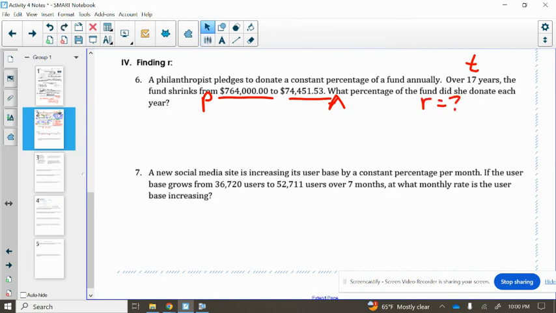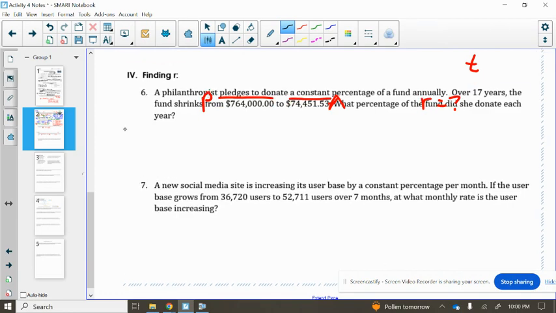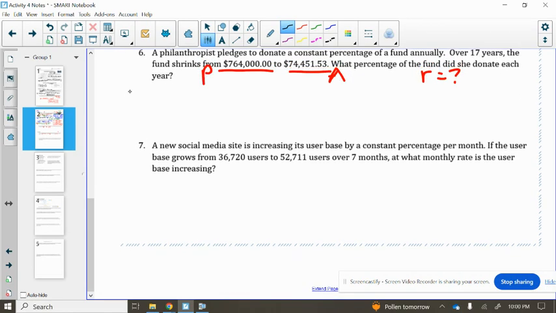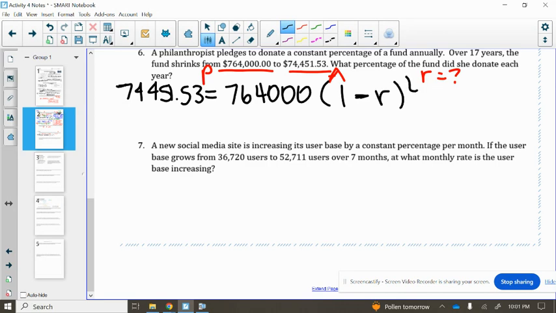So we can plug in that information, right? We went down to $74,000. The initial amount in the account was $764,000. And we know it's depreciating. It's getting smaller, so we know that that R value would be negative. And this is over the course of 17 years.